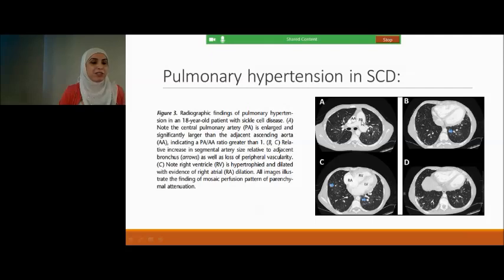This is the pulmonary artery, right? And here you can see the dilated right heart, and you can see the engorgement of blood vessels with actually peripheral hypovascularity. So that's all like signs of pulmonary hypertension, engorgement here, and less vasculature on the peripheries.